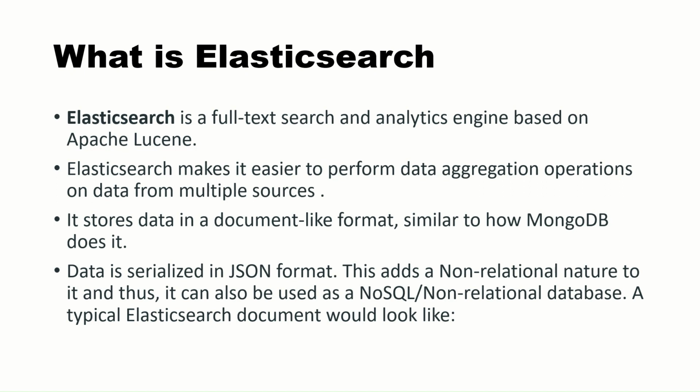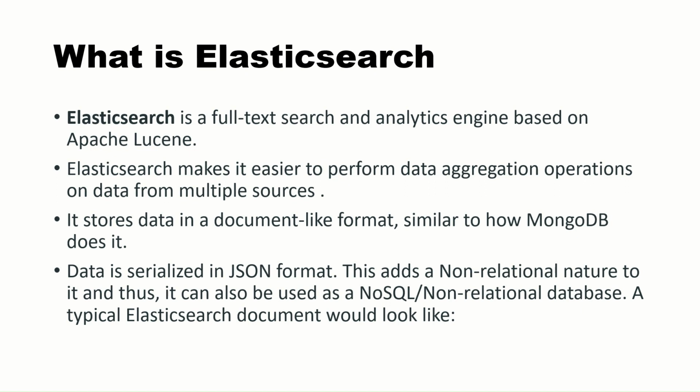It stores data in a document-like format, the way MongoDB stores it. Okay, so if you are aware of MongoDB, then you might have heard that MongoDB stores the data in the form of BSON, which is the same format as JSON. Okay, so it stores the data in the form of JSON, which is key value pairs. I will try to show you how the JSON format would look.